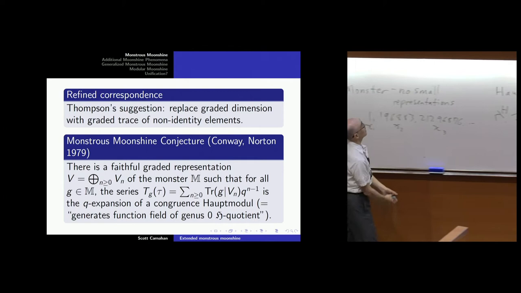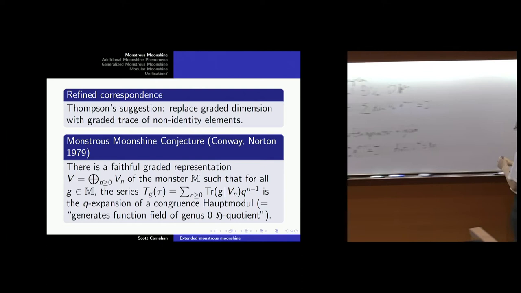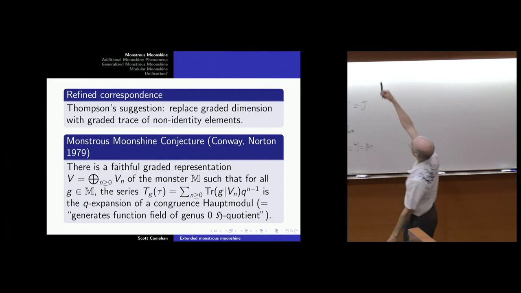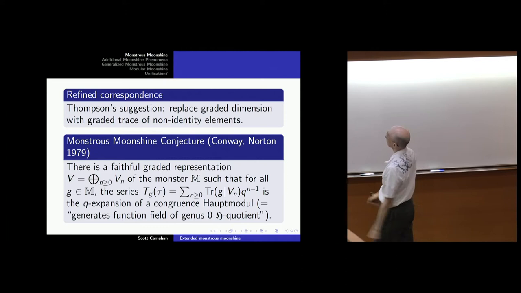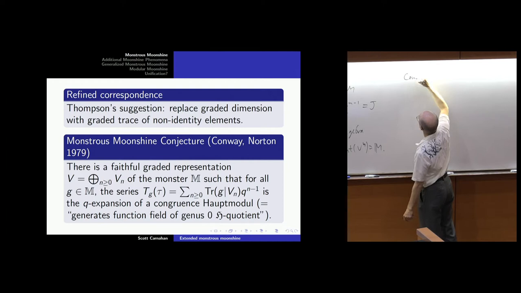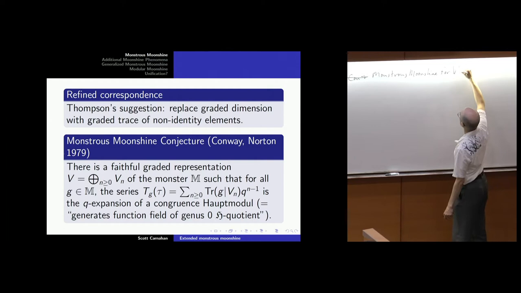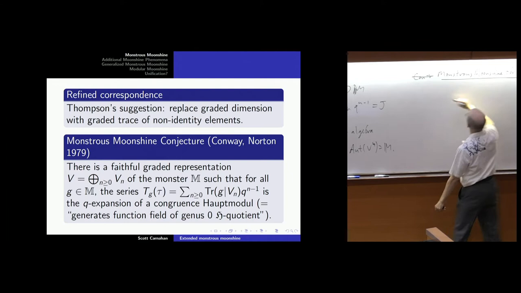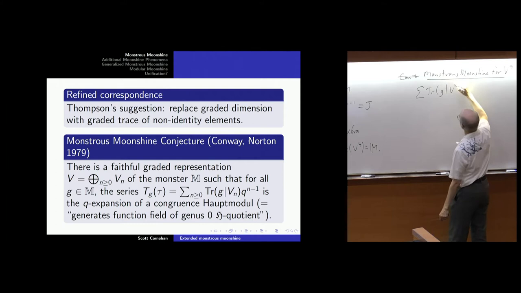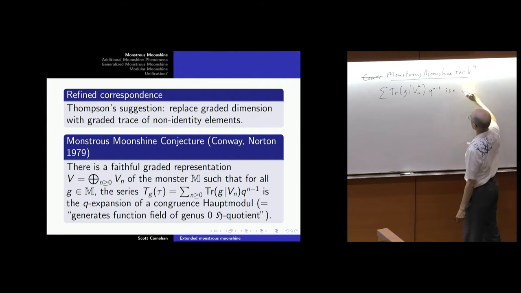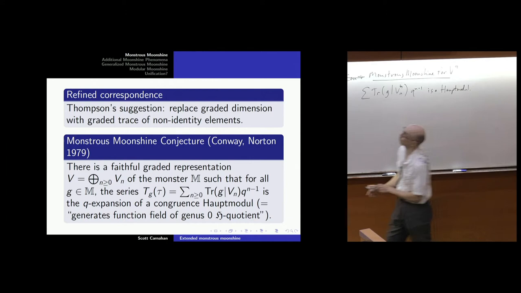But they're not the modular function J, because it's not a trivial representation. You get other genus zero functions. You get other Haupt modules. So the monstrous moonshine conjecture is, let's see. Monstrous moonshine for V natural, if we go in an ahistoric way, is that the sum of the traces of any g on V natural n times q to the n minus 1 is a Haupt module. In fact, in their paper, they wrote down all the candidate functions for all of the conjugacy classes.